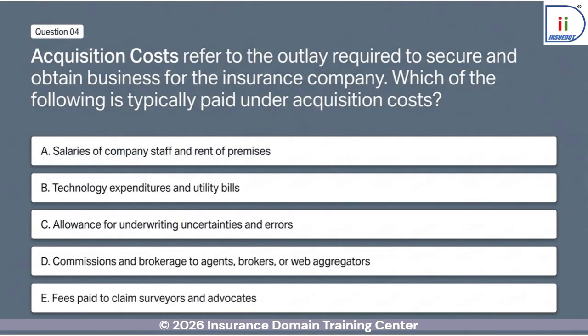Next question, question number 4. Acquisition costs refer to the outlay required to secure and obtain business for the insurance company. Which of the following is typically paid under acquisition costs? Read all the options.